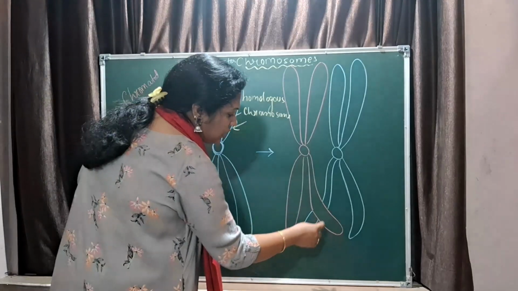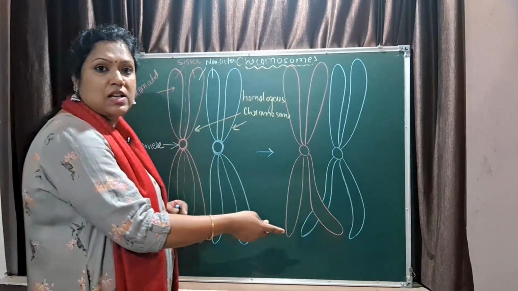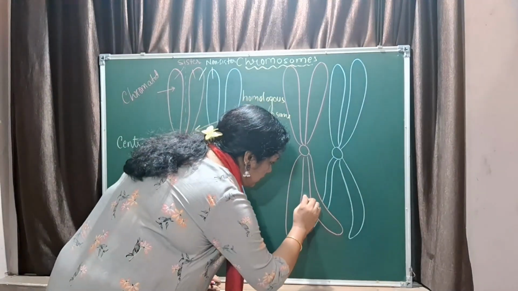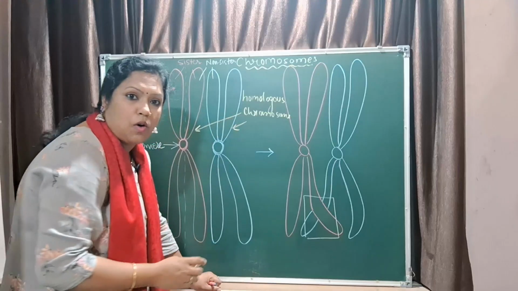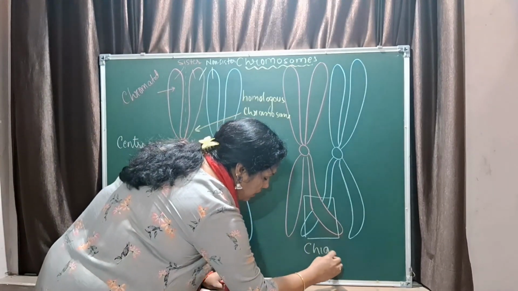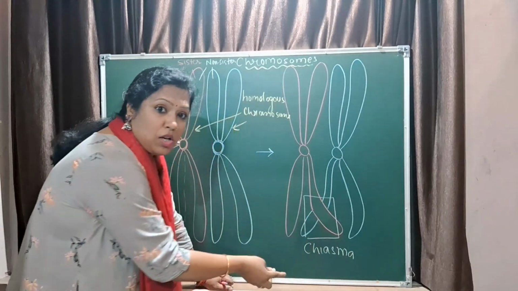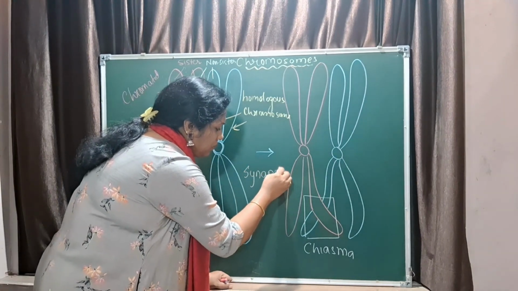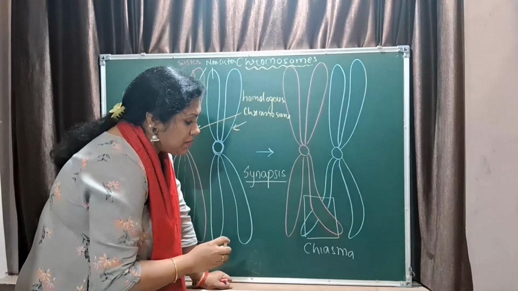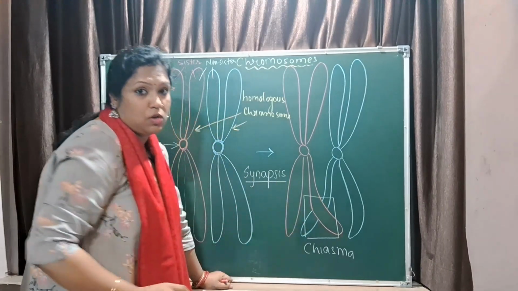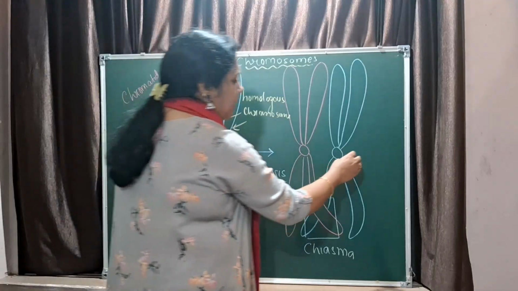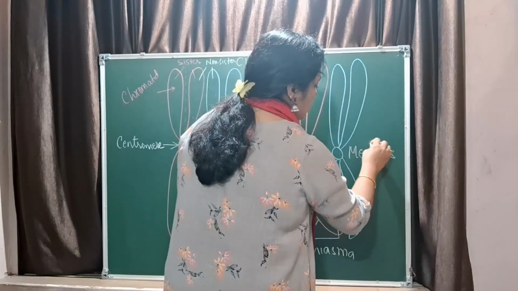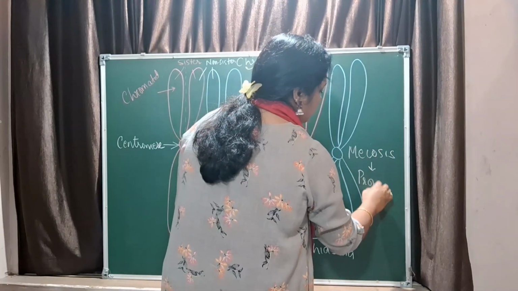These non-sister chromatids tend to exchange their genetic material during the process of synapsis, right? So you can see here this structure where a cross is formed. The cross is chiasma. The process of exchange is called synapsis, right? It's called synapsis, chiasma formation, and this is crossing over that is taking place. Which phase does it happen in? It happens in meiosis, prophase 1.